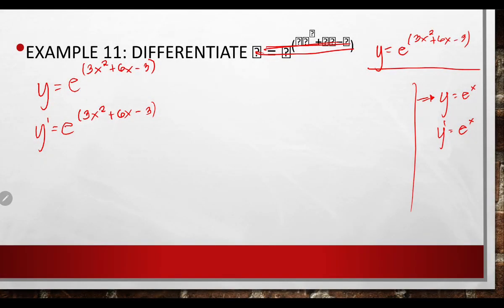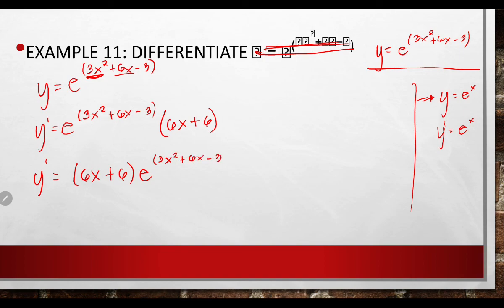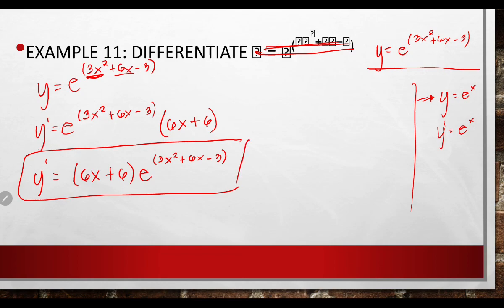But since the exponent is another function, you need to multiply the derivative of that function. The derivative of 3x squared is 6x. The derivative of 6x is 6. So that is now your answer. Or we can rewrite that as 6x plus 6 times e to the power of 3x squared plus 6x minus 3. And this is now your final answer.